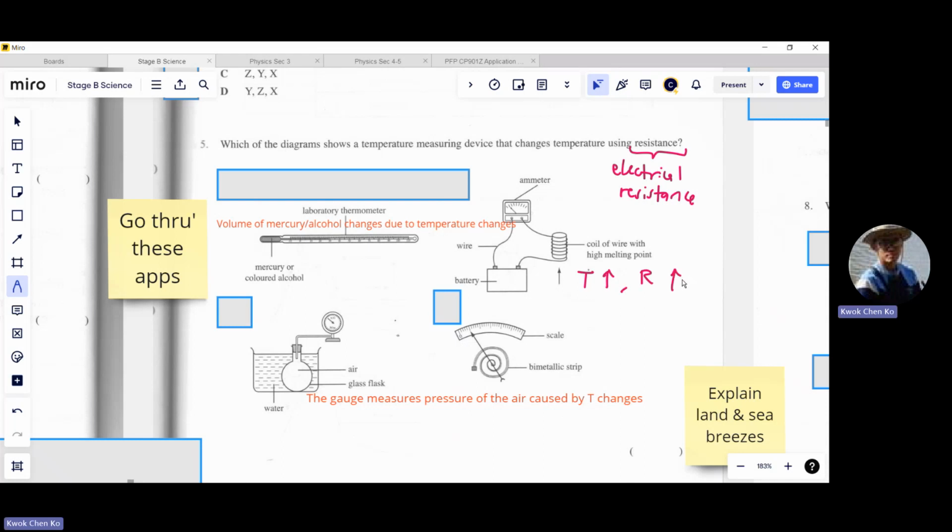Oh, you're going to learn this soon at the end of the year. This is your favorite physics. Temperature increases, resistance increases, and current decreases. Your electrical circuit has a current, right? This is electricity.